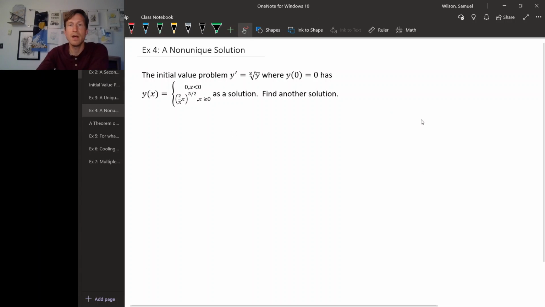Okay, let's have a look at another initial value problem. So here's our differential equation, y prime equals cube root of y, and our initial value is that y of 0 is 0, and I claim that it has this sort of crazy looking solution. Let's graph this solution just to understand what it's really doing.